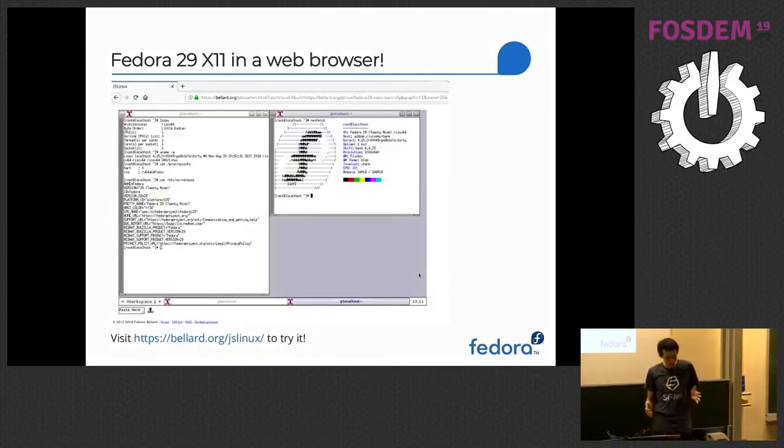Another thing, so Bellard, the same guy who I think invented QEMU, he wrote another project called JS Linux. And if you go to the website, you actually can boot Fedora 29 in the command line. You can also boot in X11. And by the way, the GNOME desktop, that's running Wayland. But you also can do X11 in a browser. You don't need to install anything. The performance might be not exactly what you expect, but it actually works.